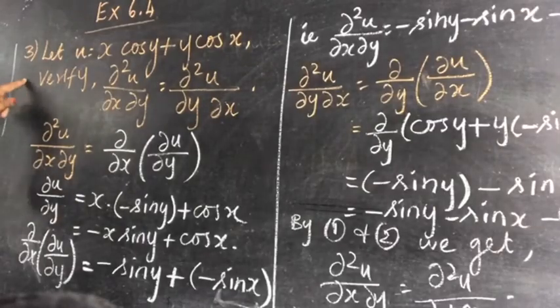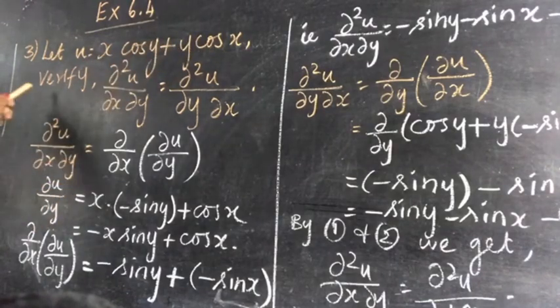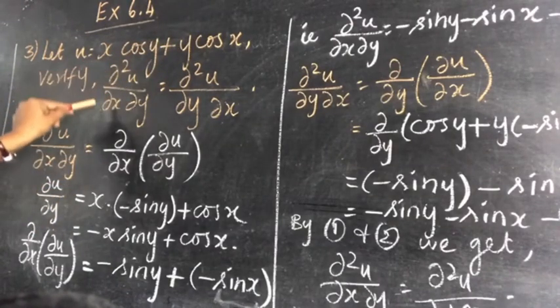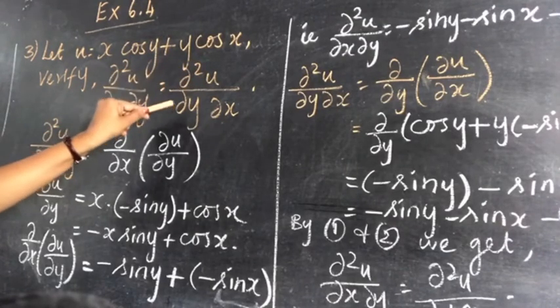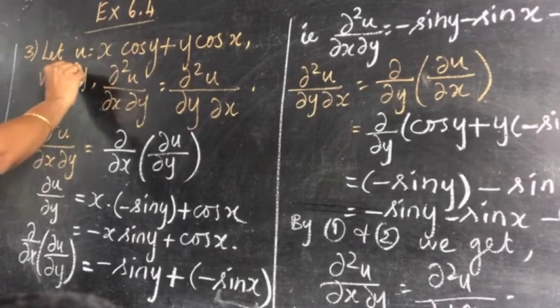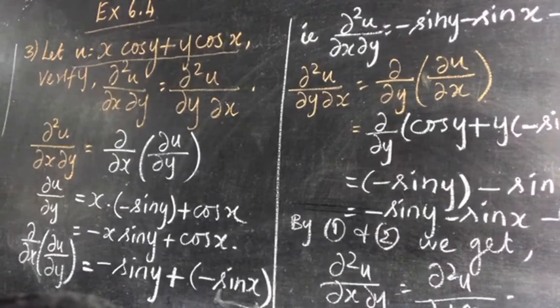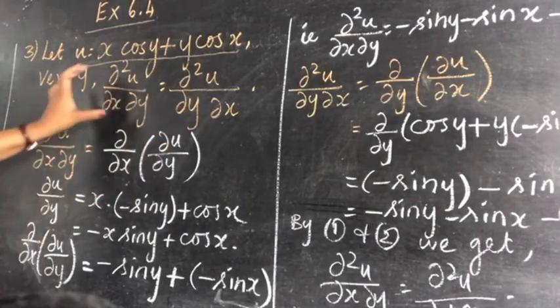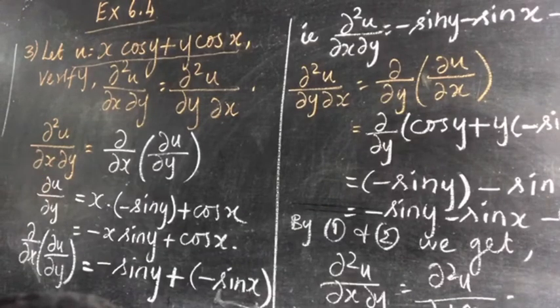Third problem: let u is equal to x cos y plus y cos x. Verify ∂²u/∂x∂y is equal to ∂²u/∂y∂x. So, the given function is u is equal to x cos y plus y cos x. We need to verify this condition. So, first I will take this ∂²u/∂x∂y. It is a second order partial differentiation.